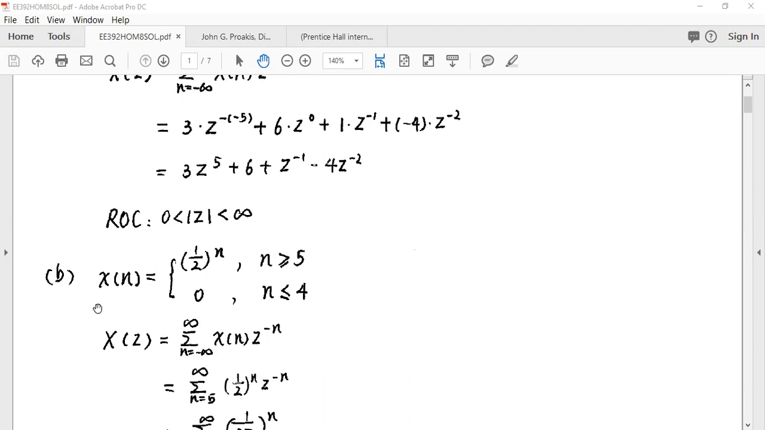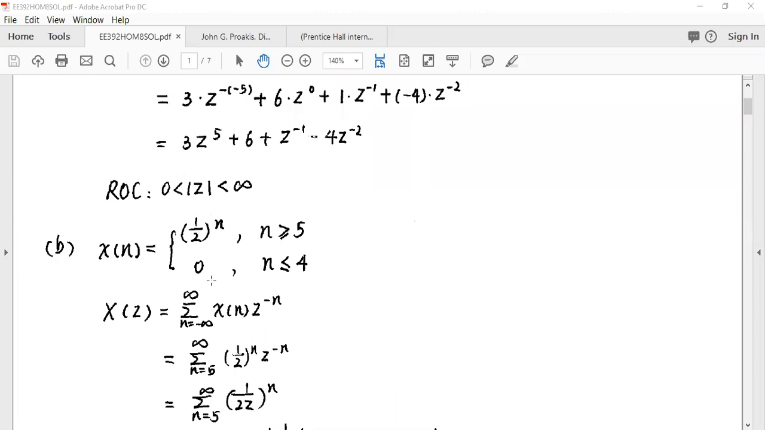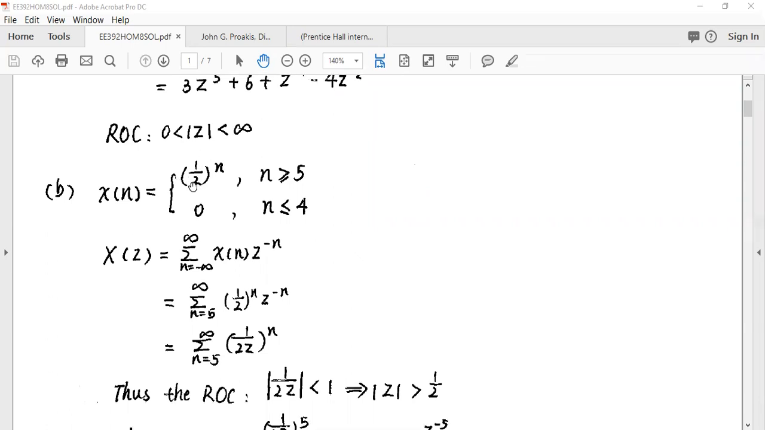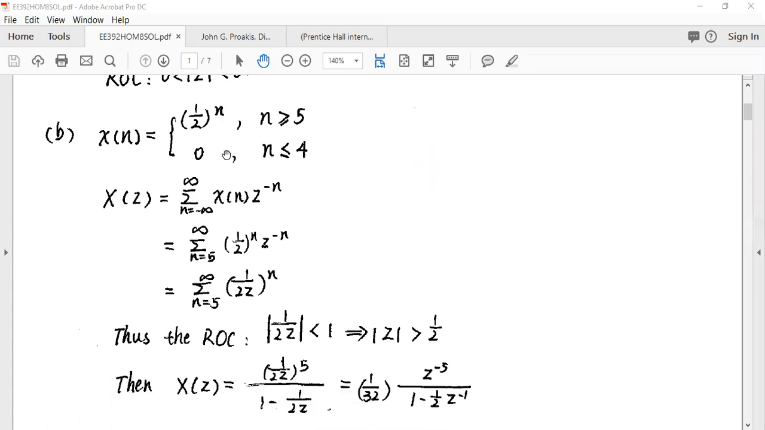Then B, we need to evaluate the Z transform of these two particular terms. Again, we can use our Z transform property. So it has been shifted 5 units to the right, and directly 1 upon 1 minus half Z to the power of -1. That is using the Z transform property. So that is what we get.